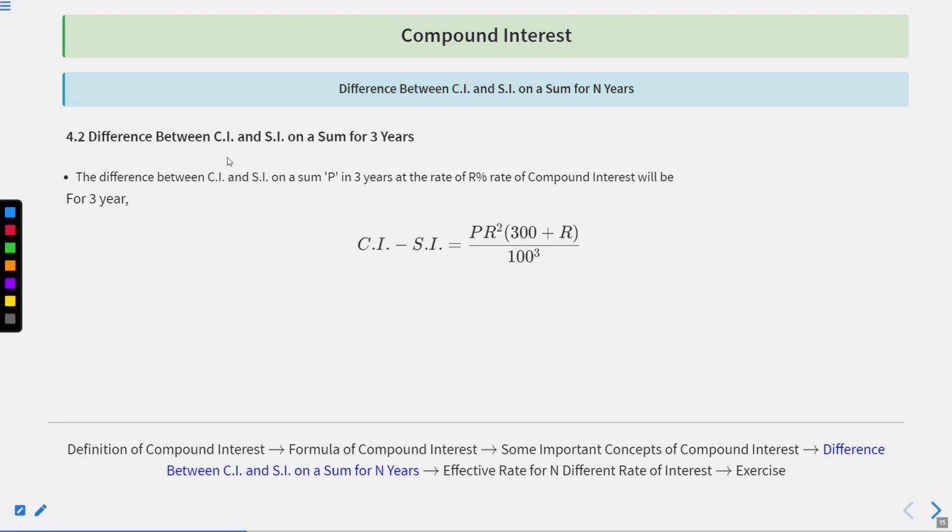Difference between simple interest and compound interest on a sum for 3 years. So the difference between compound interest and simple interest on a sum P in 3 years at a rate of R% will be: compound interest minus simple interest equal to PR square into (300 plus R) upon 100 cube.